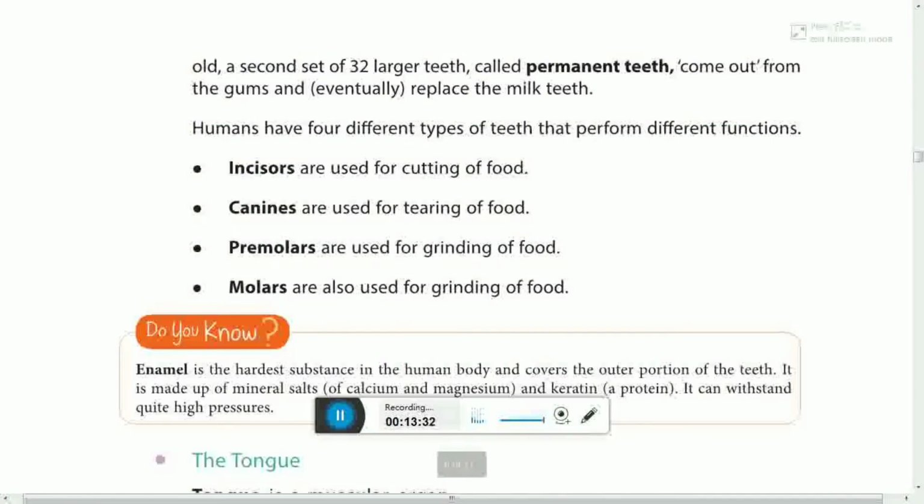Incisors are used for cutting of food. Canines are used for tearing of food. Premolars are used for grinding of food. Molars are also used for grinding of food.